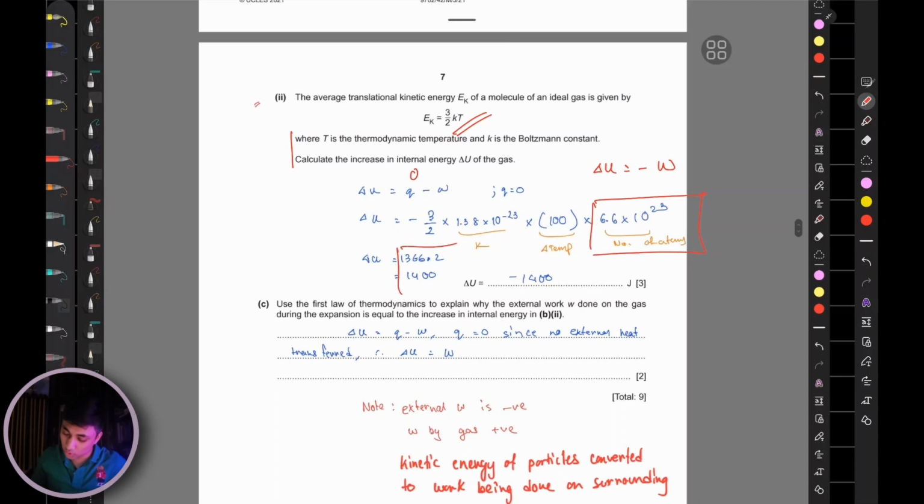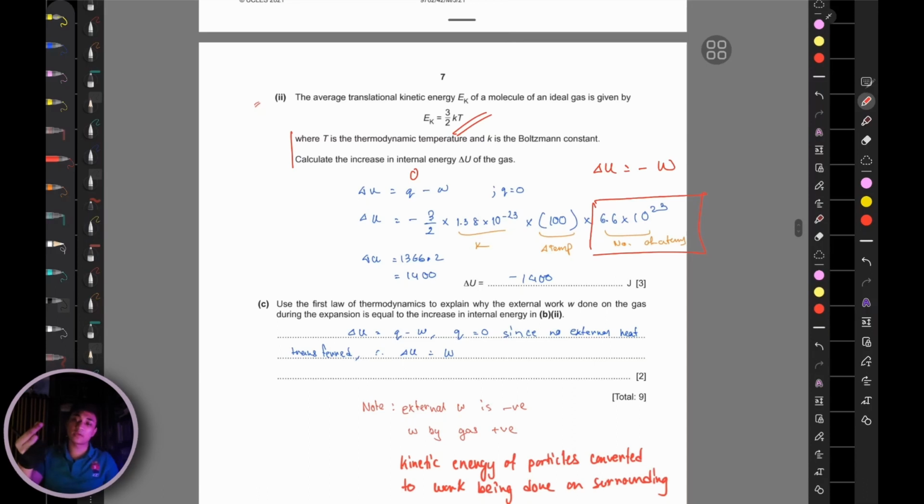That is going to be 1400. So you're losing 1400 joules of energy. Why? Because kinetic energy was transferred into work being done on the system, right?